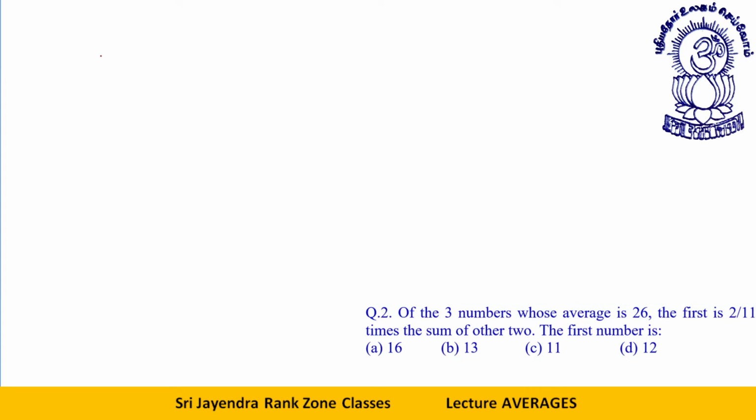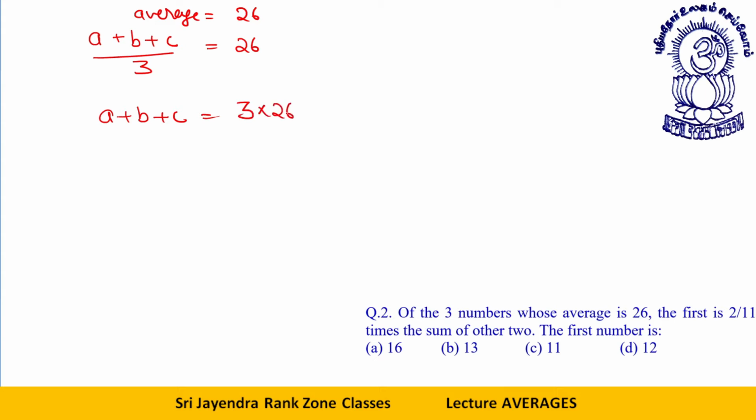Similar one. Of the three numbers whose average is 26, the first is 2 by 11 times the sum of the other two. The first number is? We are given of the three numbers whose average is 26, the first is 2 by 11 times the sum of the other two. The numbers are A, B and C. Average is given, so that way A plus B plus C by 3 is equal to 26. That way A plus B plus C is equal to 3 into 26, or 78.